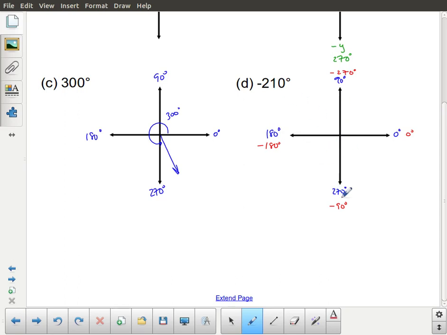So where's negative 210? Negative 90, negative 180, negative 270. Negative 210 must be in here somewhere in quadrant 2. So it must be there. And don't forget to draw it. The rotation is here this time. It's clockwise. A rotation of negative 210 degrees. And our terminal arm is right there, that straight arrow that I've drawn.